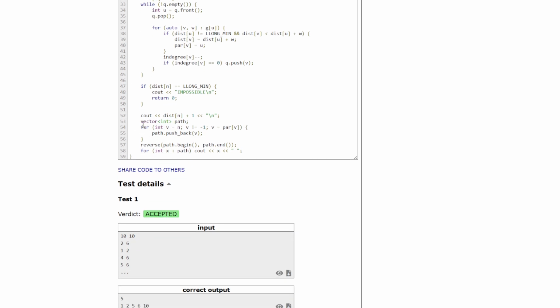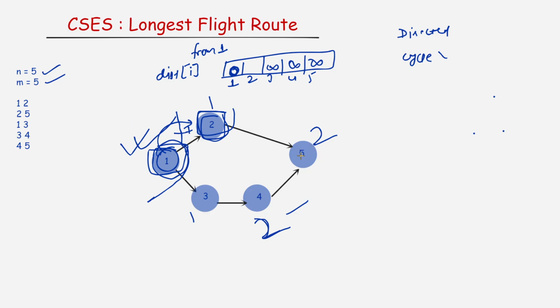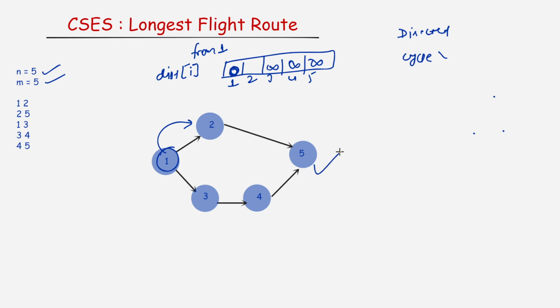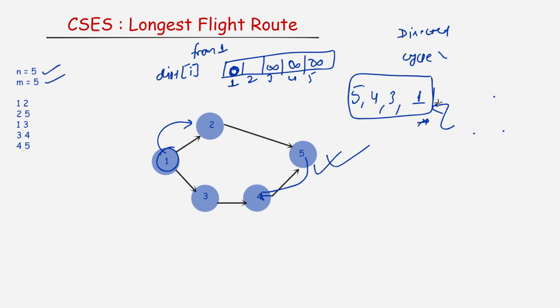And after that, whenever you have to find the path, you have to store the parents, as we already have. Now we create a path vector, and first we push 5, and we know the parent of 5 is 4, then we push 4, then go to its parent, push 3, then go to its parent 1, then go to its parent, that is -1. Whenever we get -1, we stop, and this is our path. We just have to reverse it.